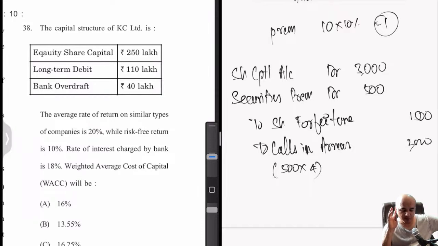Okay, there is one problem here because do we know the cost of equity here? That is the question, right? How to identify that first? Unless we identify that, how can we even consider the weighted average cost of capital? But where is the long-term debt rate given here? The average rate of return on similar types of companies 20%. Okay.